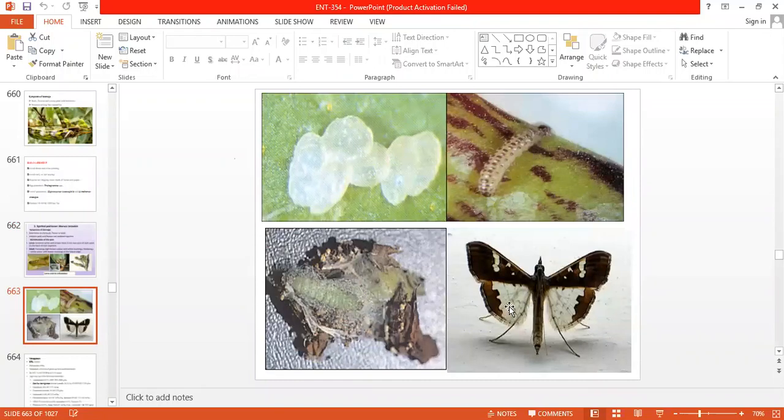Adult stage: the adult moth is brown in color with a white patch on the forewings, and hind wings are white with a brown marking on the costal region of the hind wings. Forewings are mainly brownish in color and white patches are seen on the forewings.